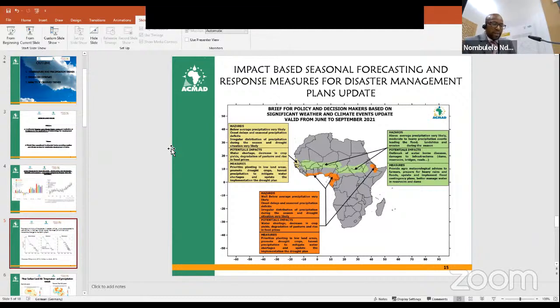On the green side, we identify the hazard: above average precipitation very likely, moderate to heavy precipitation events leading to flood, landslide, erosion during the season. The potential impact we identified is outbreak of waterborne disease and damage to infrastructure. The measures we propose: provide agrometeorological advice to farmers, prepare for heavy rain and flood, update and implement flood contingency plan, and better management of water in reservoirs and dams.